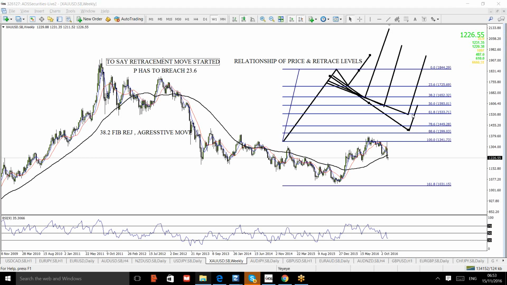Okay, 78.6 and 88.6 are slow levels. The market reacts from these levels, and after the rejection, the move to the upside will be slow, guys. So you guys understand the relationship of price and the retracement levels. Say yes if you understand. Everybody say yes if you guys understand.